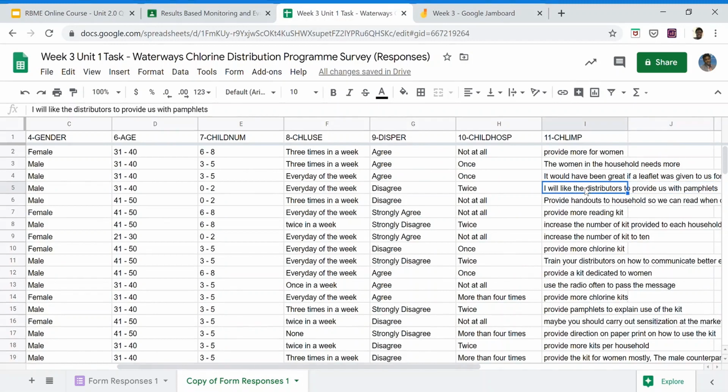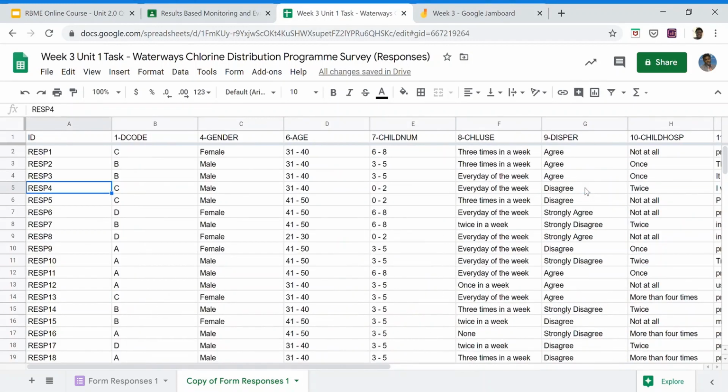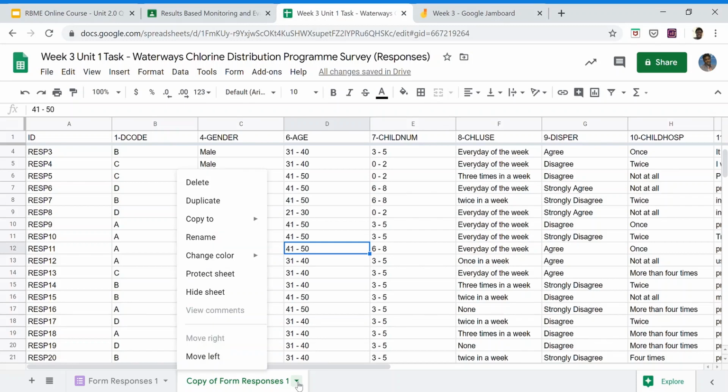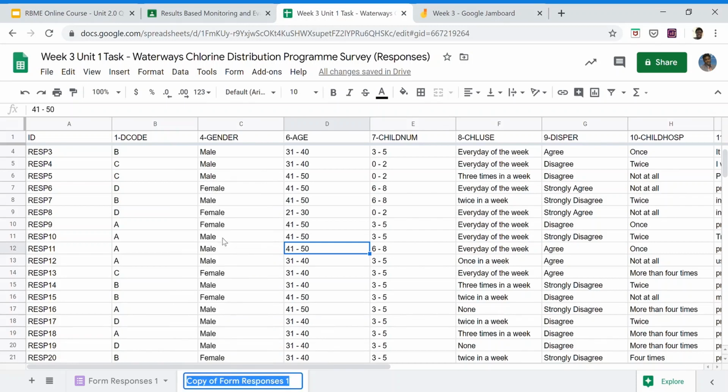And don't forget, we have cleaned this data, right? So we do not have any attribution to anybody. We do not know them anymore, and that's what good analysis does for you. I can decide to rename this as analysis 1.